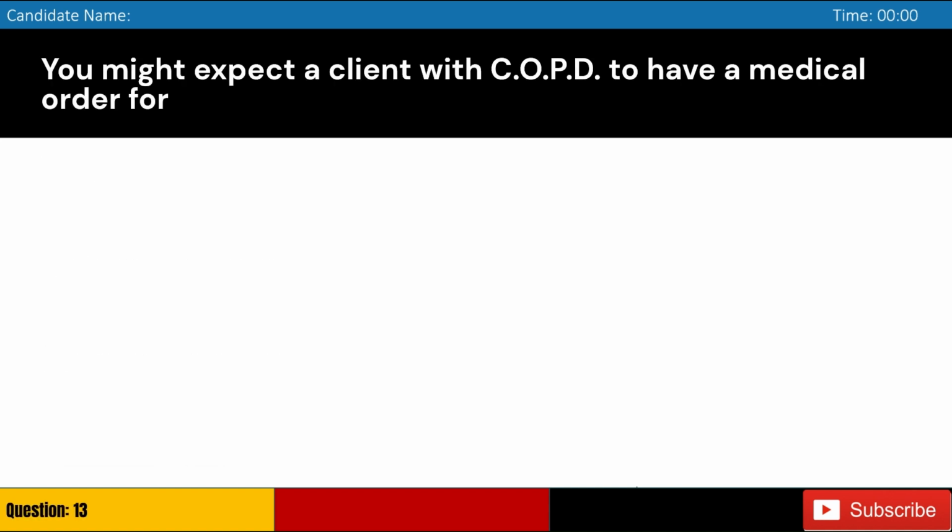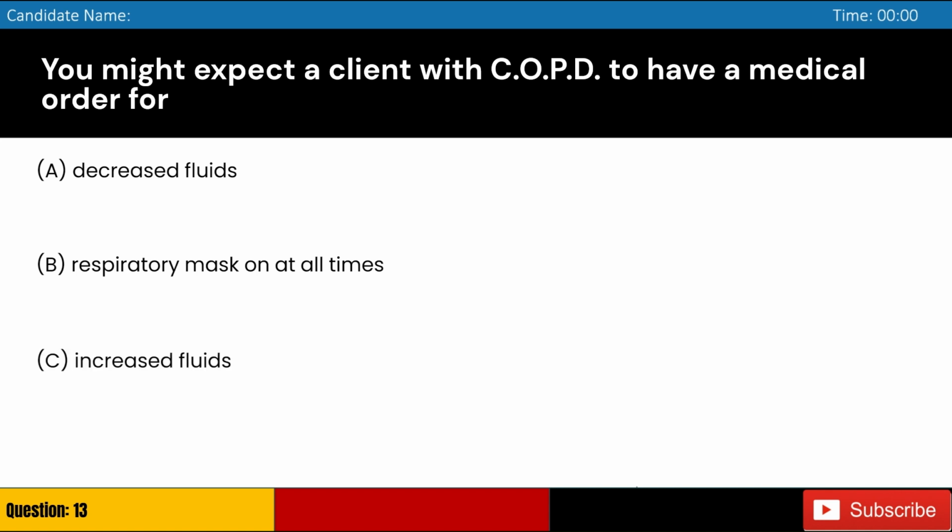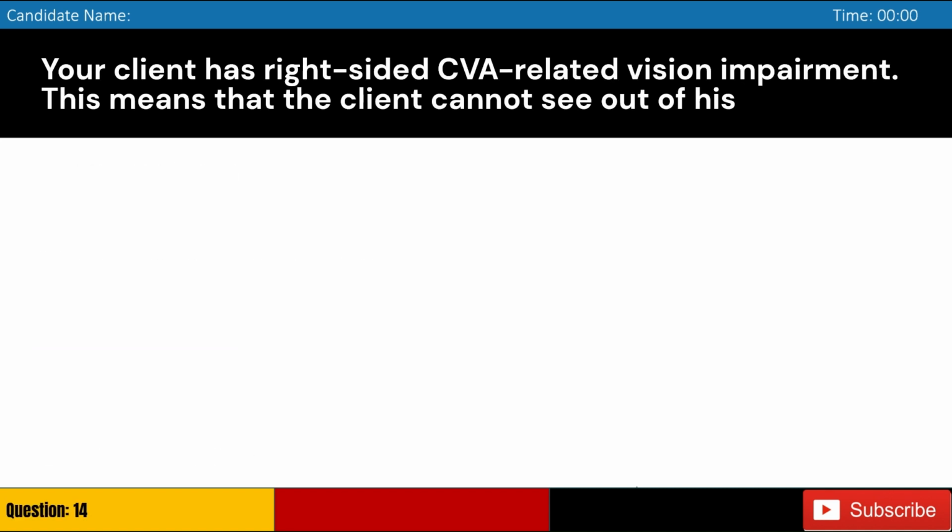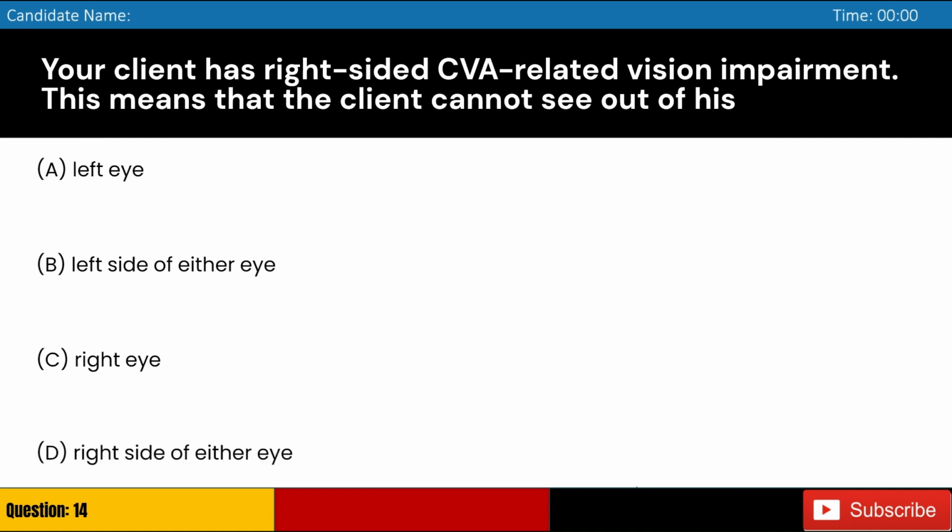You might expect a client with COPD to have a medical order for A. Decreased fluids. B. Respiratory mask on at all times. C. Increased fluids. D. None of the above. Answer C. Increased fluids. Your client has right-sided CVA-related vision impairment. This means that the client cannot see out of his A. Left eye. B. Left side of either eye. C. Right eye. D. Right side of either eye. Answer B. Left side of either eye.